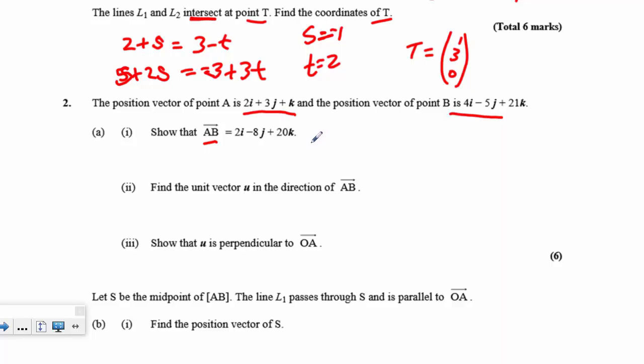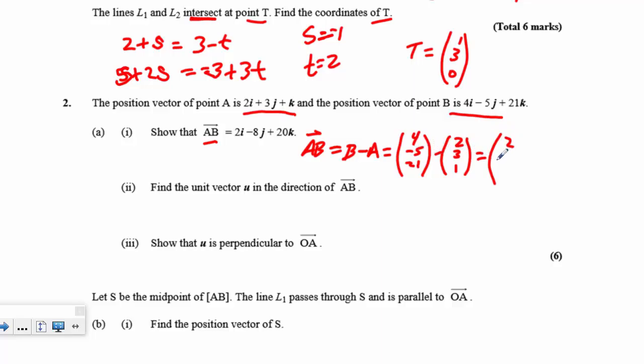Okay, so vector AB is given by the position vector of B minus the position vector of A. So B is going to be 4, negative 5, and 21. Write this as a matrix, 4, negative 5, 21. And I'll subtract the position vector of A over here, which is 2, 3, and 1. 4 minus 2 is 2. Negative 5 minus 3 is negative 8. And 21 minus 1 is 20.